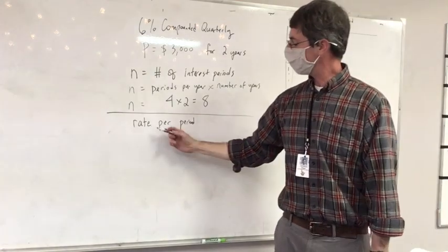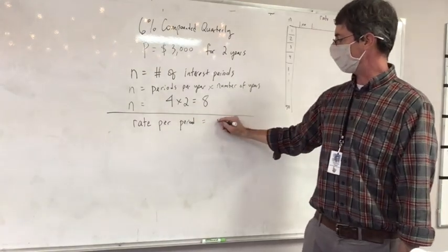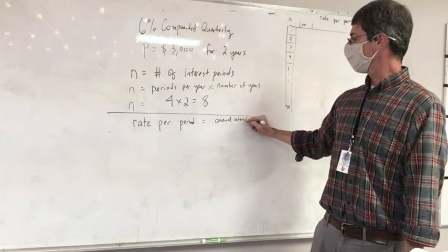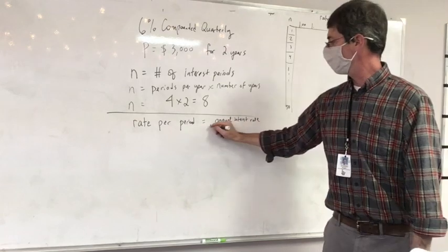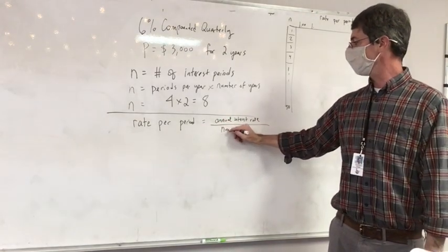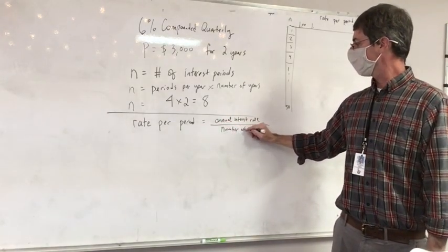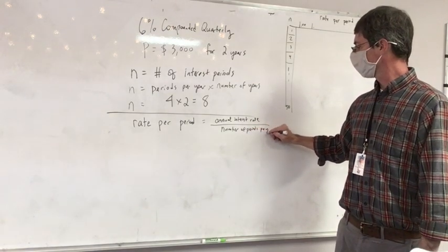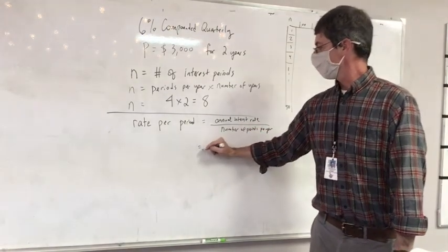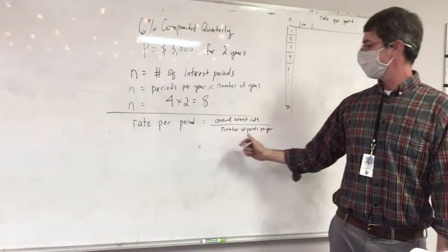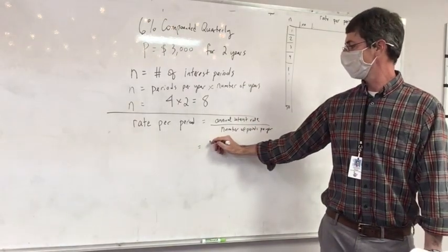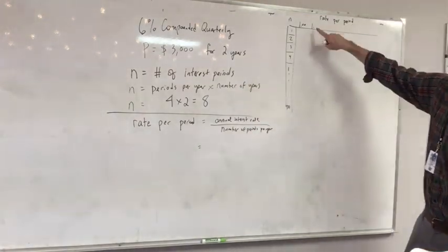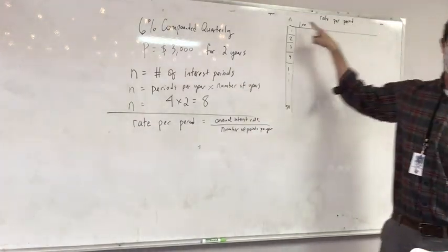So we need to find the rate per period, and that's going to equal our annual interest rate divided by the number of periods per year. So our annual interest rate was what? 6%. So we're going to leave it in a percent because the column headings are in percent.